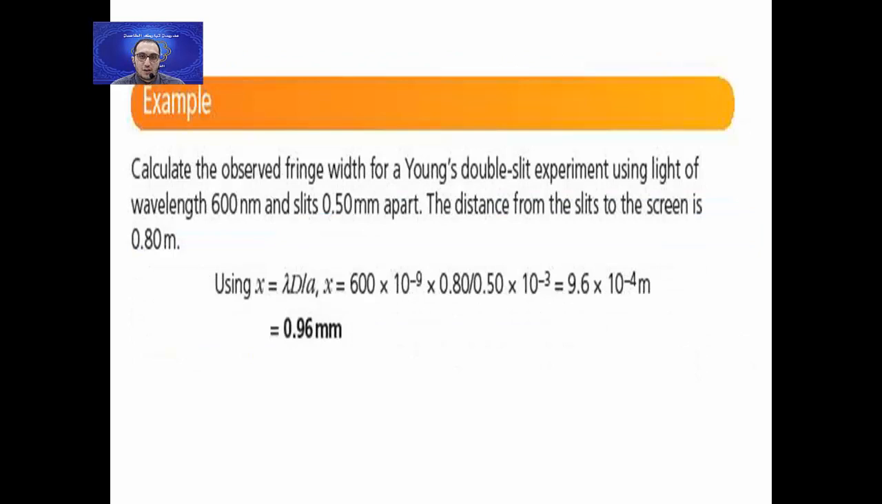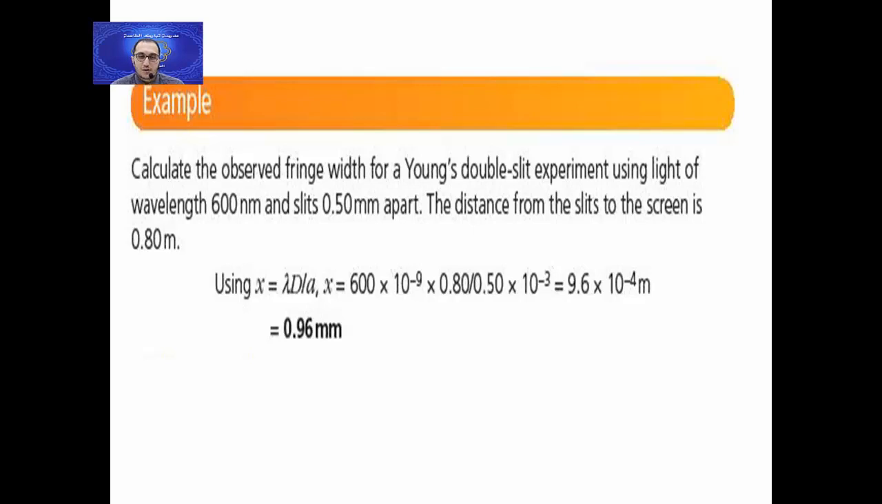Look at this example. He said calculate the observed fringe width, means x, for a Young's double slit experiment using light of wavelength 600 nanometer and slits 0.50 millimeter apart. The distance from the slits to the screen is 0.8. So using the formula x equal lambda D over a, lambda is in nano, so we have to convert it, times 10 power negative 9. Also, lambda, we have it. D, we have it, the distance between the slits and the screen. So it's 0.8 and it's in meter, no need to convert.